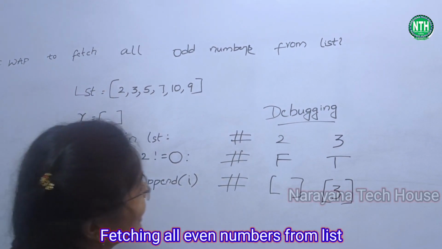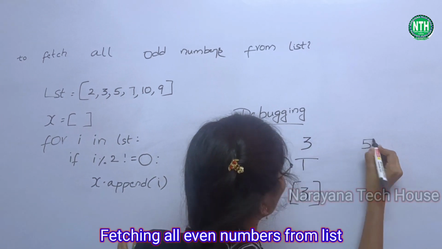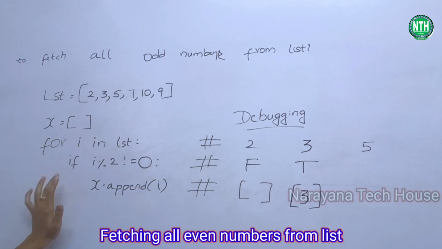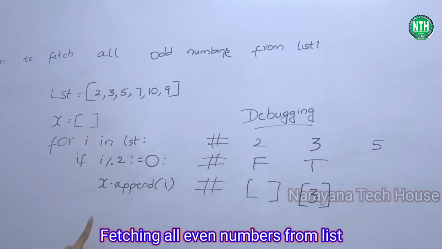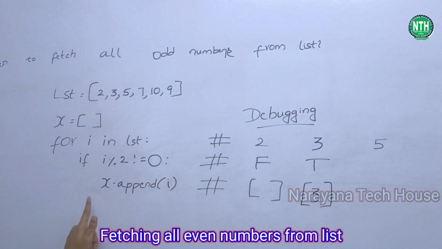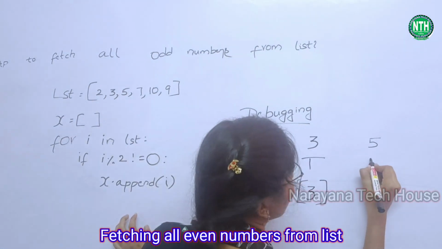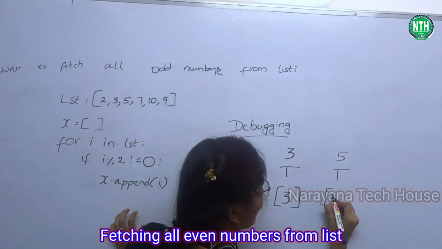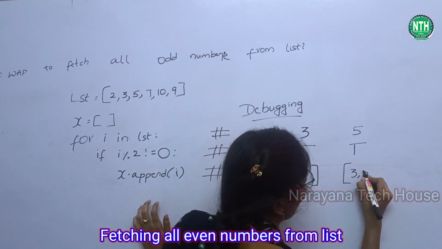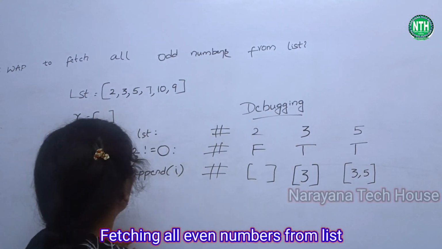And the next element is 5. Here i is 5. 5 modulus 2, the result is 1. 1 not equals to 0. So it is true and it will be added to the list along with the last element also.